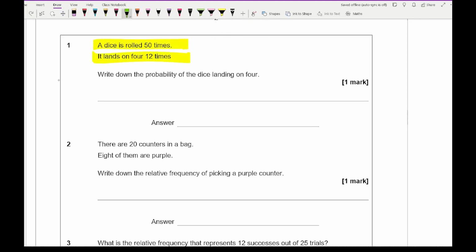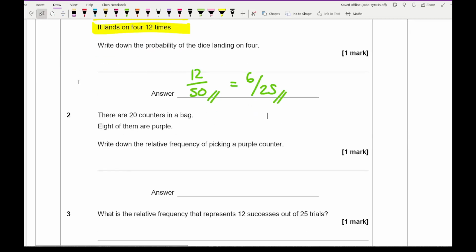So the probability of it rolling a 4, well, out of 50 it landed on a 4 12 times, so the answer is 12 over 50. As it's only worth 1 mark, you'd be fine giving that answer, but if you wanted to simplify, which it does, it would be 6 over 25. So either of those two fractions would be fine in your answer.